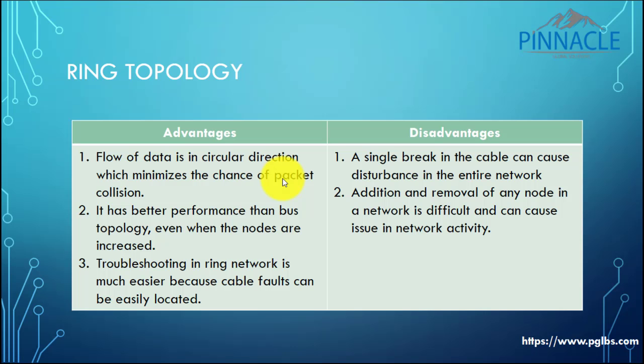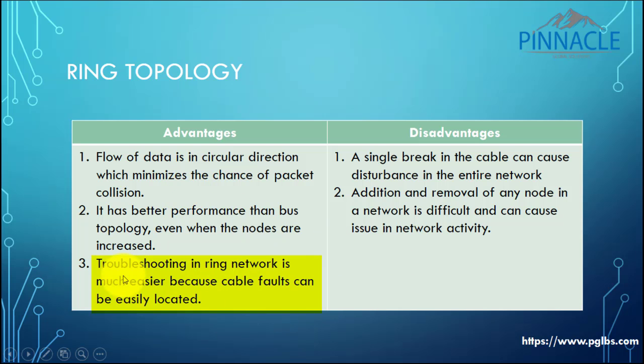its destination. So now the advantage of ring topology is that the flow of data is in a circular direction, which minimizes the chances of packet collision. So the data is traveling in a circular path. Now it has a better performance than bus topology even when nodes are increased, because of the transmission of data, and you have those repeaters which basically ensure that the data travels in the correct path.